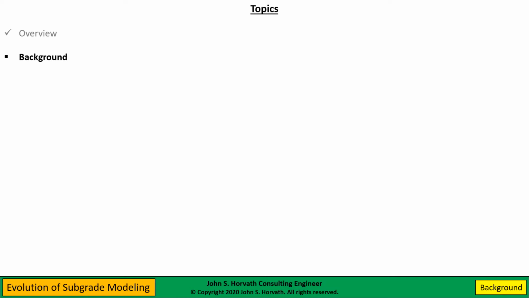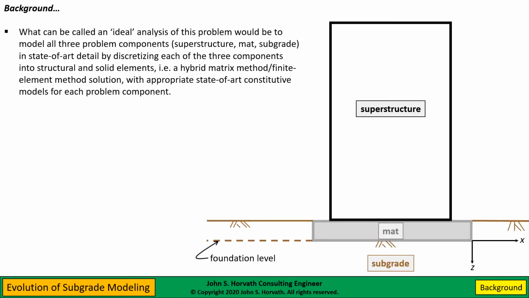Some background. If we step back and think about this problem, what I call the ideal analysis, the ideal way to analyze this problem would be to consider the three components. We have the building superstructure, we have the mat foundation, and we have the subgrade, which is probably soil, but it could be some other materials, as we'll see in some case histories. The ideal would be to solve these in a single piece of computer software.